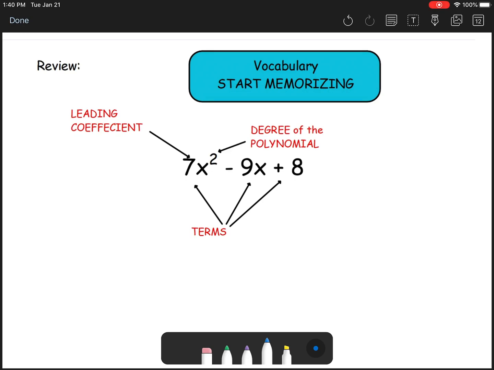Now, start memorizing the vocabulary. We'll be having a quiz on that coming up pretty soon here. And again, you just want to practice that vocabulary.